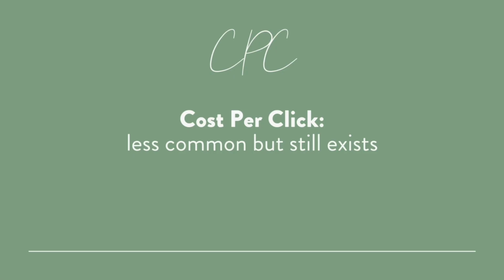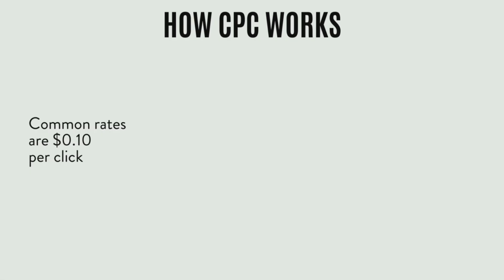Now, CPC stands for cost per click. This is a less commonly known affiliate marketing strategy, but it still exists out there, which is why I wanted to share it with you. This means if you generate clicks onto your link that's leading to a business's website or product, you will get paid per click on that link. Most of these affiliates are set up to pay around 10 cents per click.